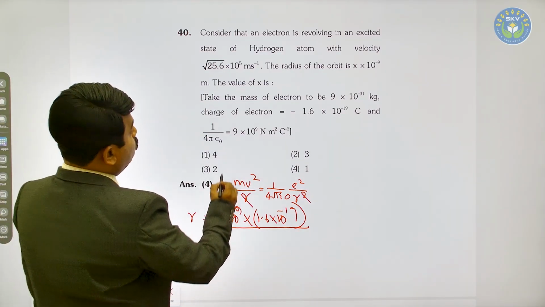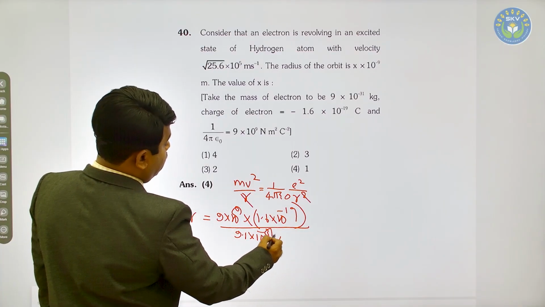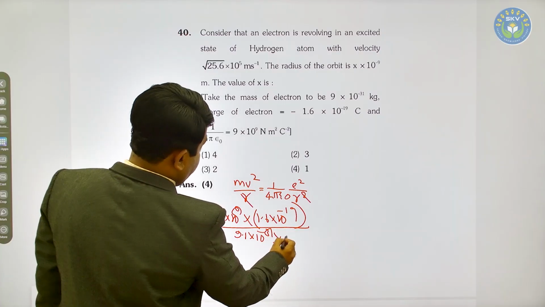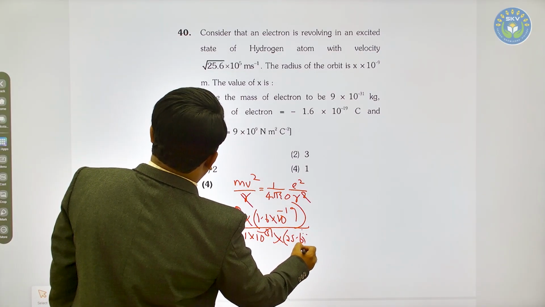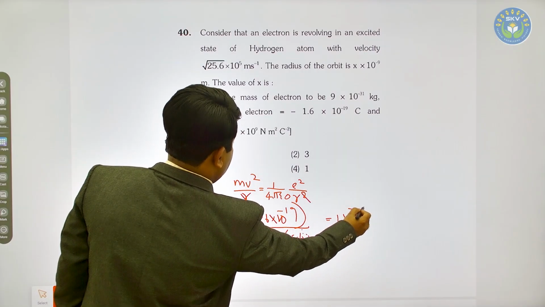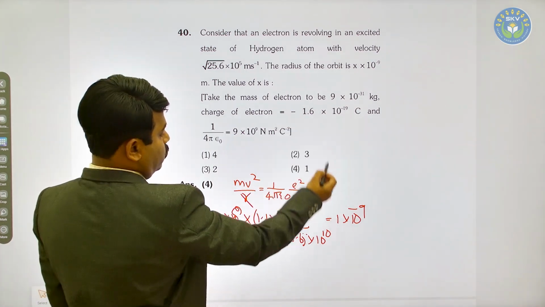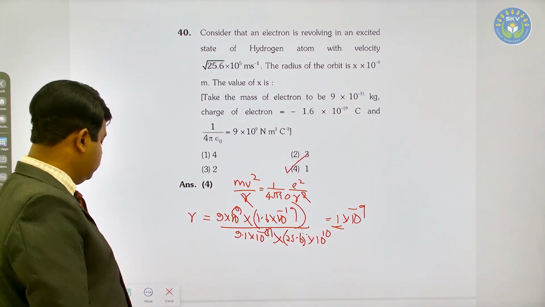M is equal to 9.1 into 10 raised to minus 31 into v square, the square of this, that is 25.6 into 10 raised to 10. By solving this, you get 1 into 10 raised to minus 9. That means x into 10 raised to minus 9, then x is equal to 1. Option 4 is correct. Right?